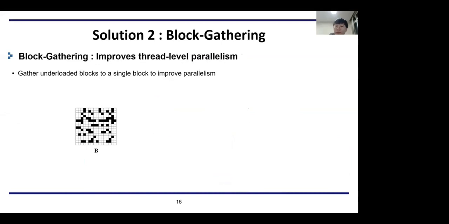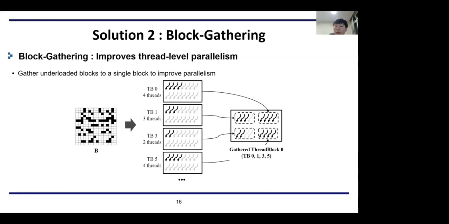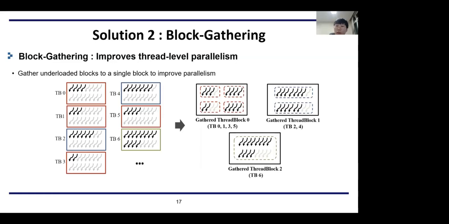As we discussed before, underloaded blocks with less than 32 effective threads can't fully utilize the resources. To solve the problem, we perform the block gathering process. First, we scan matrix B to find the underloaded blocks and generate gathered blocks by combining multiple small blocks into some bigger unified blocks. For example, small blocks of thread blocks 0, 1, 3, 5 are gathered into a single large gathered block. As a result, in this example, small blocks with different numbers of effective threads are gathered and create three gathered blocks.